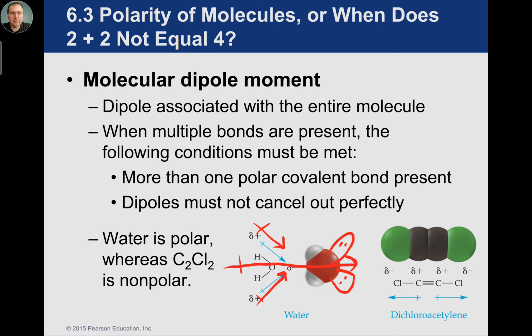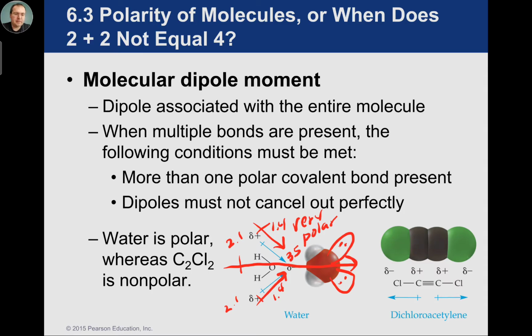So water itself is very polar, and we'd expect that because hydrogen is only a 2.1 electronegative atom and oxygen is a 3.5. That's a big difference of 1.4 on each of those dipoles. That's what we would call superpolar.